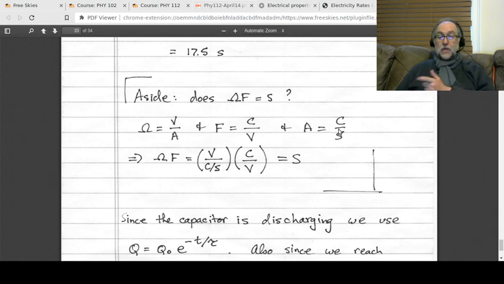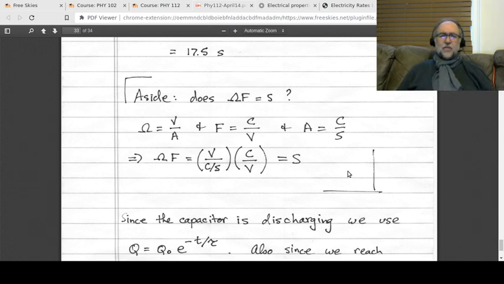An amp is a coulomb per second. And so we're actually going to write the amp down here as a coulomb per second. So the ohm is going to be a volt per coulomb per second. And a farad is a coulomb per volt, and you'll see that the volts will cancel, the coulombs will cancel, and the seconds, because they're in the denominator of the denominator, come up into the numerator, and you get seconds.